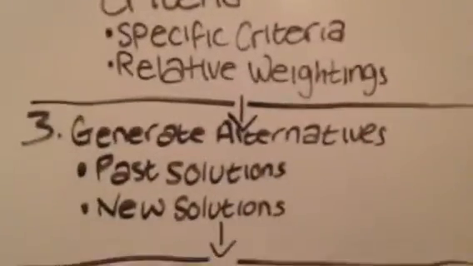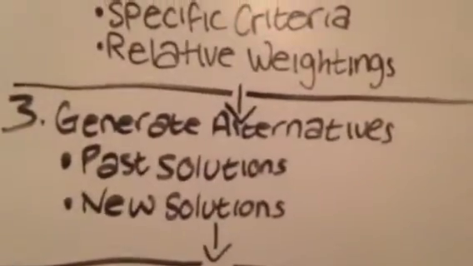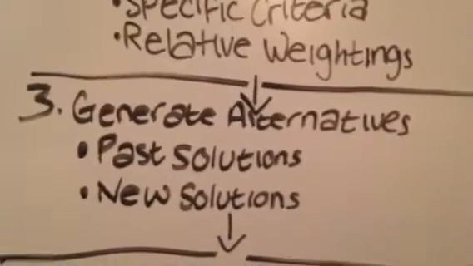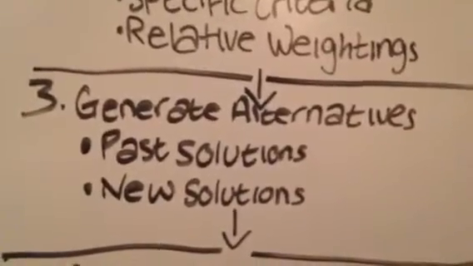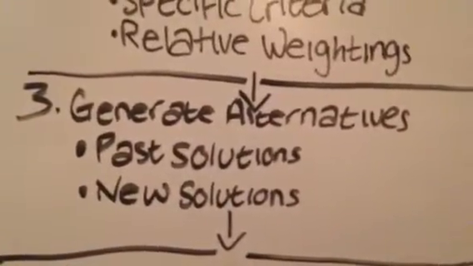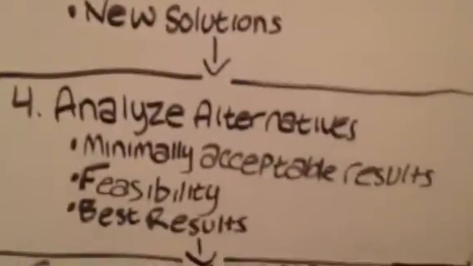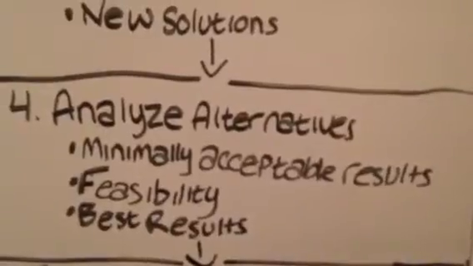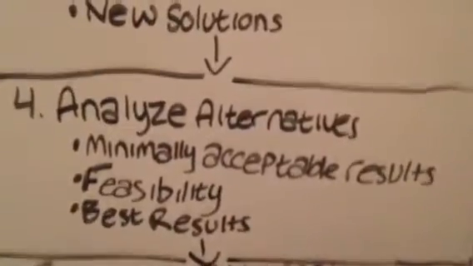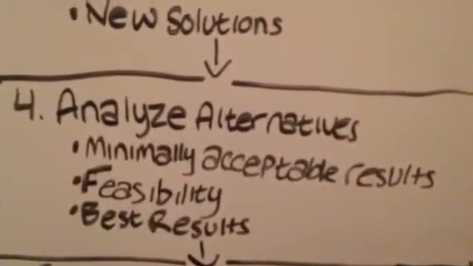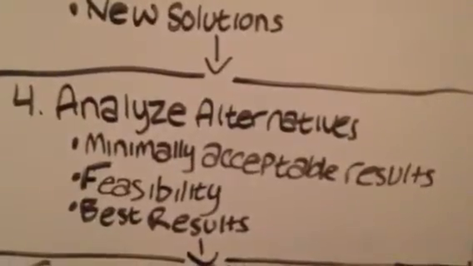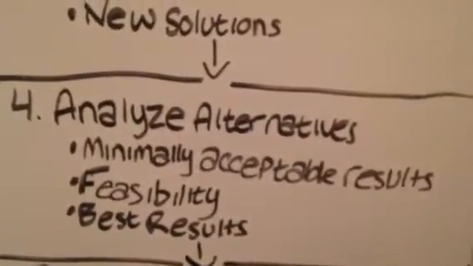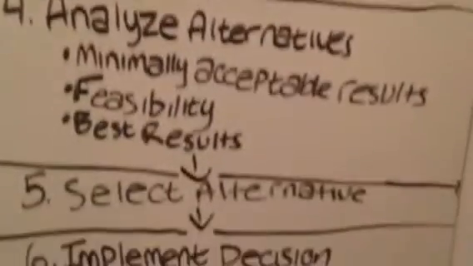Step 3. Generate alternative outcomes. What are past solutions that have worked for similar situations, and what are possible new solutions to this particular problem? Step 4, analyze the alternatives. What are the minimally acceptable results of each alternative? What are the feasibilities that these alternatives will work? And what is the best result? Which alternatives produce the best results?